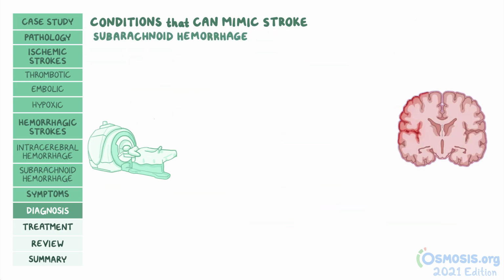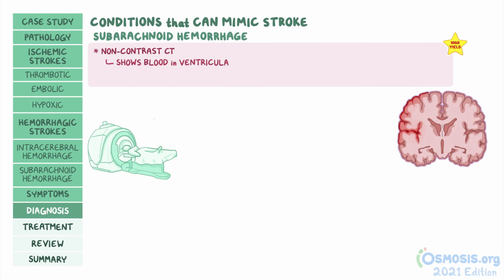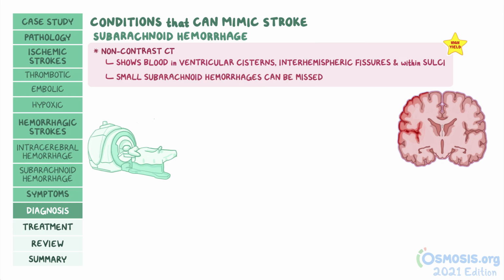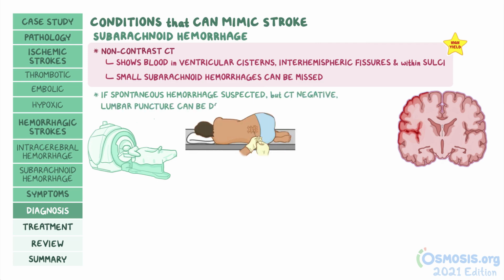In a subarachnoid hemorrhage, a non-contrast CT scan shows blood in the ventricular cisterns, interhemispheric fissures, and within the sulci. Mind that small subarachnoid hemorrhages can be missed. Now, if a spontaneous hemorrhage is suspected, but the CT is negative, a lumbar puncture can be done to look for red blood cells in the CSF.